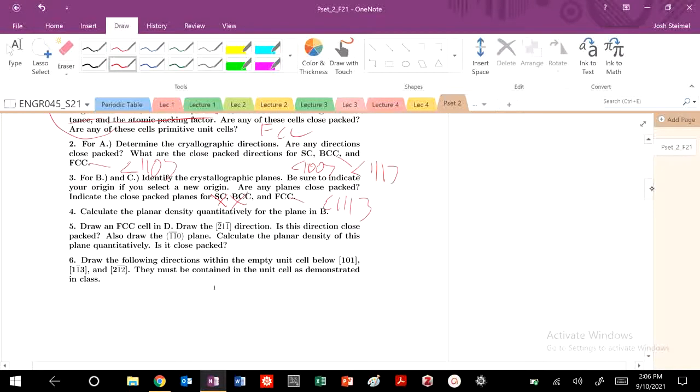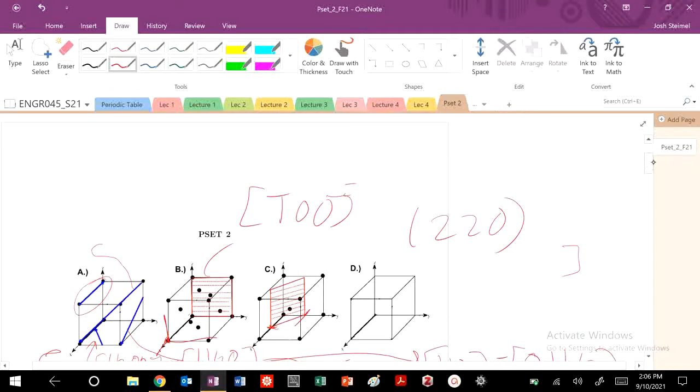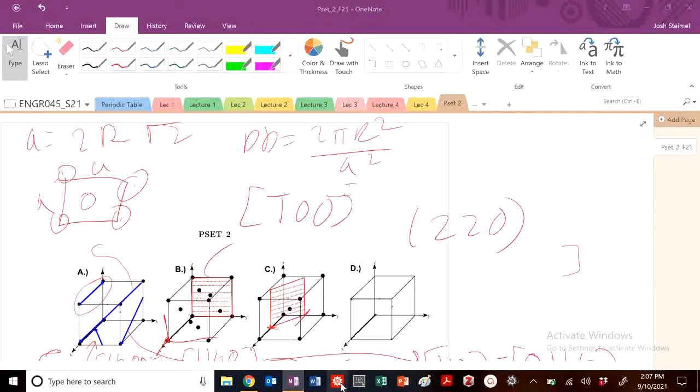Calculate the planar density quantitatively for the plane in B. All right, so for B, I have FCC, so I know that a is 2r square root of 2. So I'm going to have a plane like this: here, here, here, here, here. So I know this is a, this is a. My planar density equation, how many atoms? Quarter, quarter, quarter, quarter, and 1, so I have 2 pi r squared over a squared. So let's go ahead and get that out. Pull out our old friend, handy friend, Mathematica.